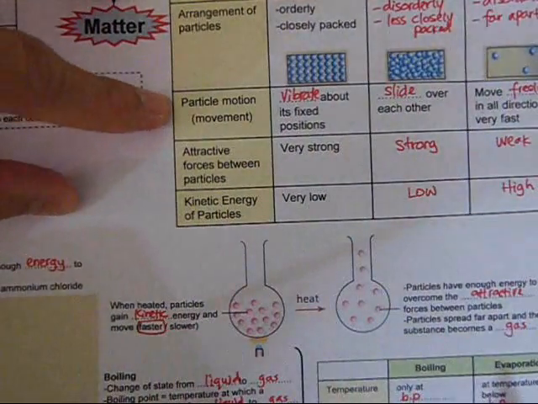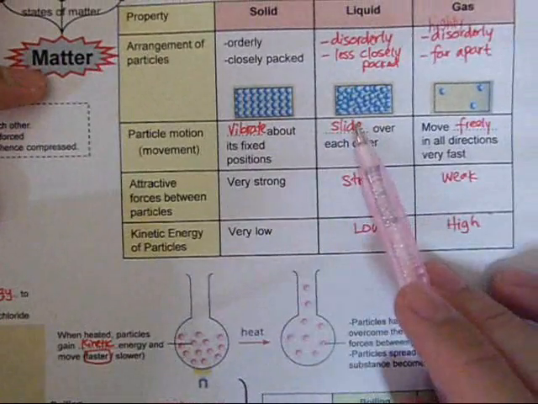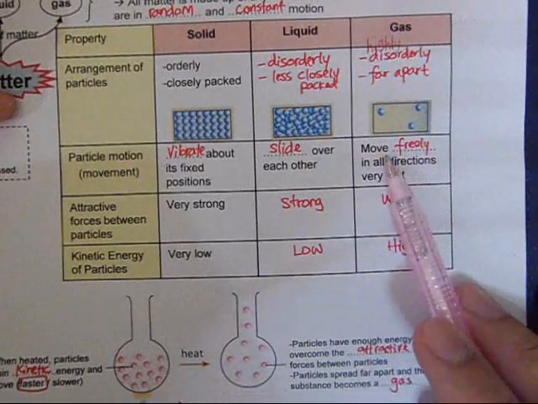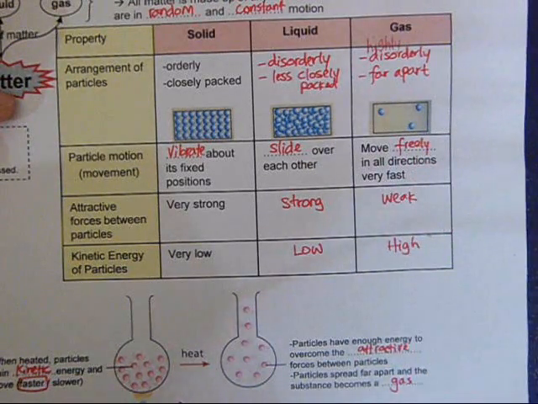Okay, how about the particle motion or the movement? Vibrate is the keyword. For liquid, slide over each other, that is the keyword. And for gas, move freely and randomly. It's better to say move freely and randomly in all directions.